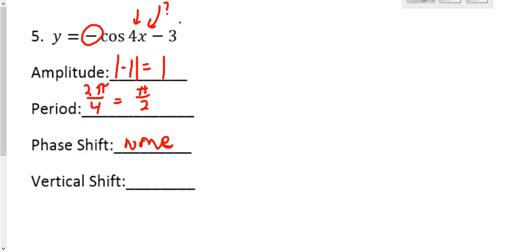Vertical shift has to do with the number that's tacked on the end. It is not in the parentheses with x, so that means it is a vertical shift. So our vertical shift is 3. Since it's negative, it is going to be going down.